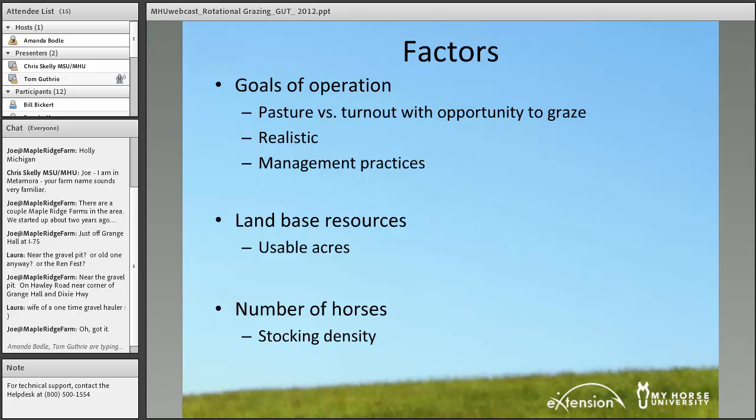The second one is the number of horses. In very general terms, 2 acres of pasture is the recommended stocking density for climates such as Michigan. But as we all realize, it is dependent on seasonal variations and the part of the country in which you may reside. However, it may be very hard or nearly impossible to maintain any sort of vegetative cover if you have a large number of horses and a small tract of usable acres.